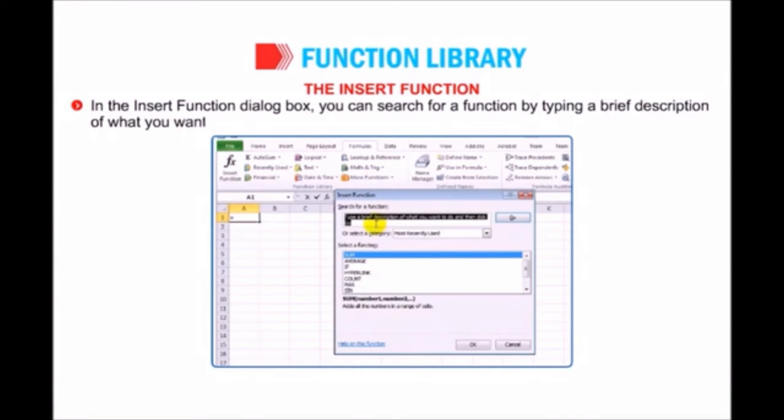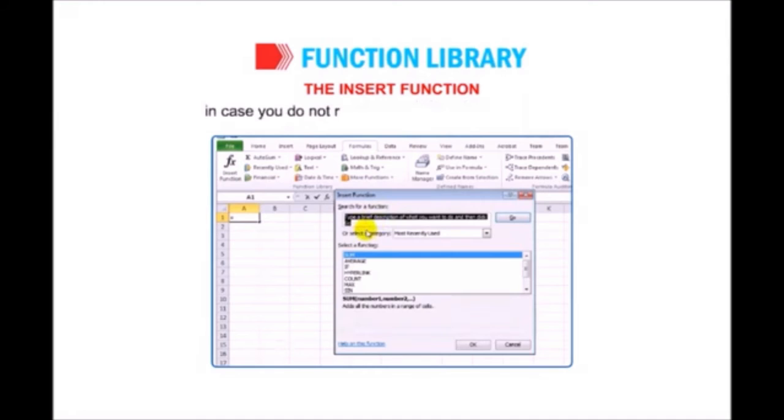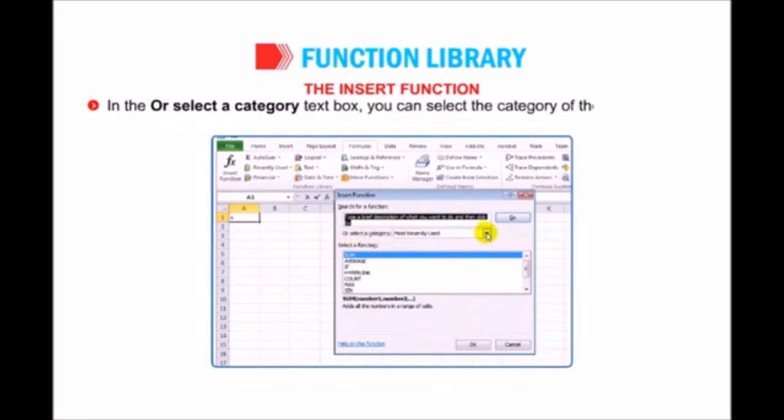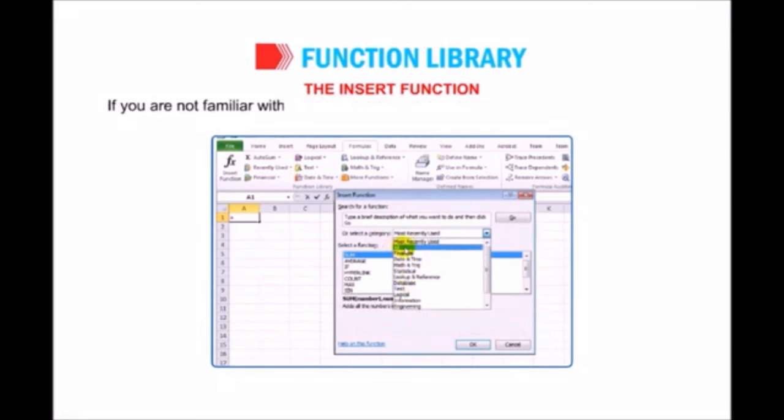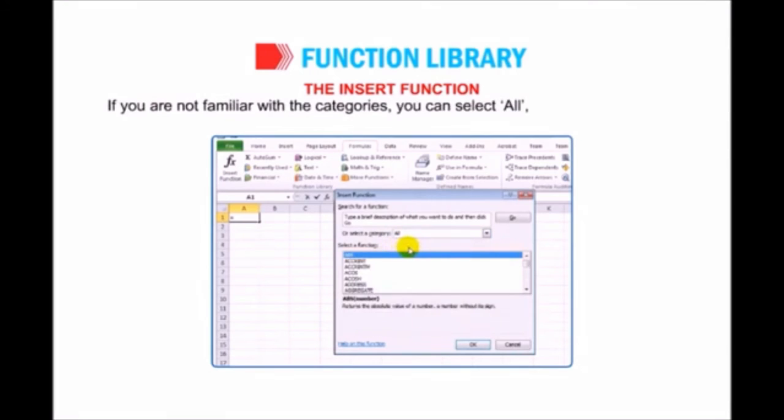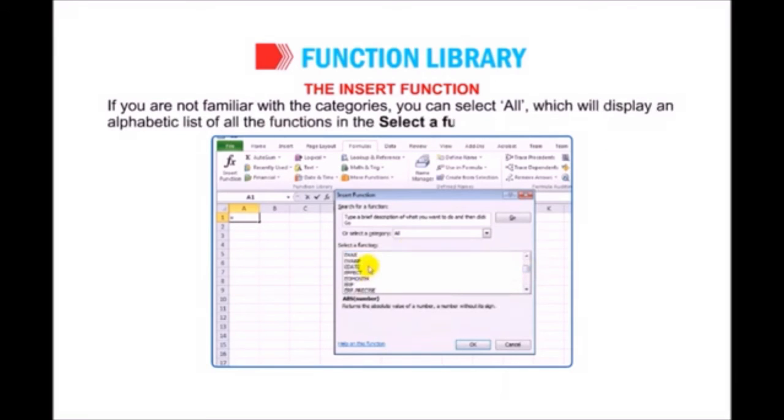In the Insert Function dialog box, you can search for a function by typing a brief description of what you want to do in the Search for a Function text box, in case you do not remember the name of the function. For example, add numbers returns the SUM function. In the Or Select a Category box, you can select the category of the function, like Math and Trig for the GCD function. If you are not familiar with the categories, you can select All, which will display an alphabetic list of all the functions in the Select a Function list box.